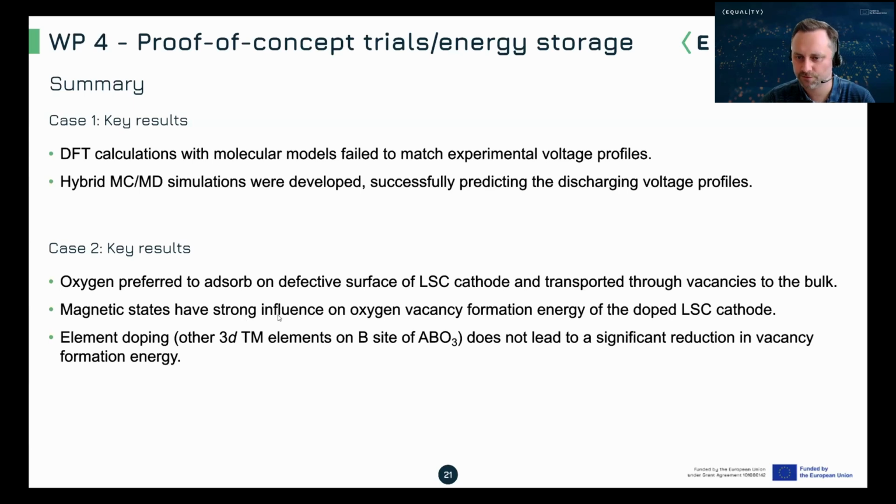Magnetic states have a strong influence on oxygen vacancy formation energies of the doped LSC cathode, and element doping with 3D transition metal elements does not lead to a significant reduction in the vacancy formation energy.